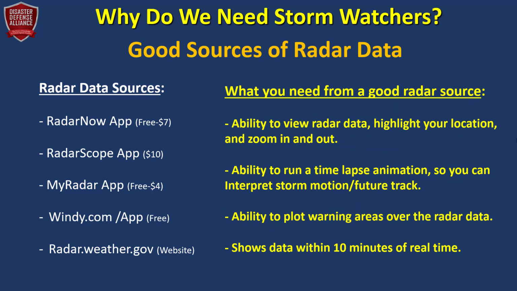So what do you need from a good radar source? It would be helpful to have the ability to view the radar data, highlight your particular location so you can see where you are relative to the storms, and the ability to zoom in and out. You'd also want the ability to run a time-lapse animation so you can interpret storm motion and future track. It's also good to have the ability to plot the actual warnings over the radar data to tell if your location is within the warning. It's also of benefit to show the data at least within 10 minutes of real time, though sometimes it could be delayed beyond that, and so care is needed.